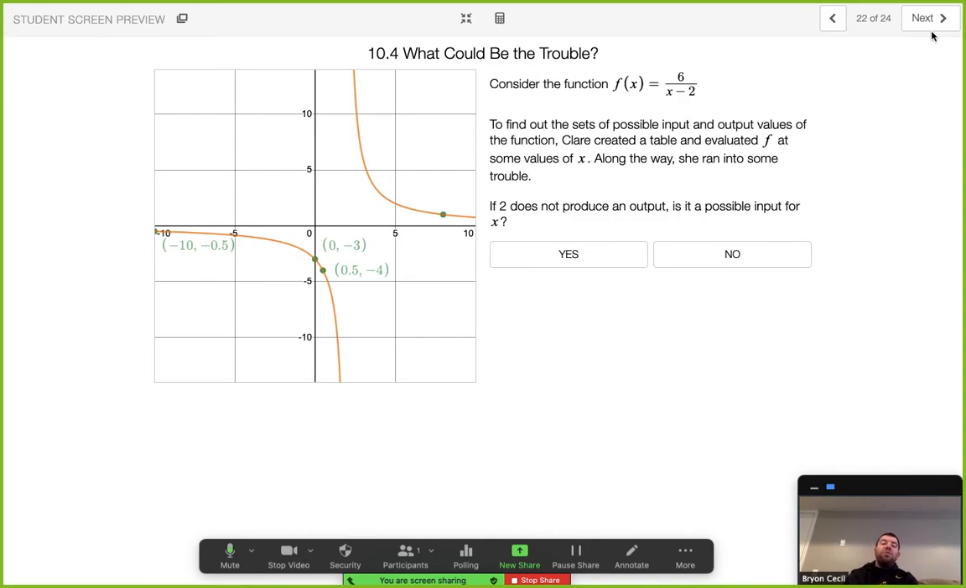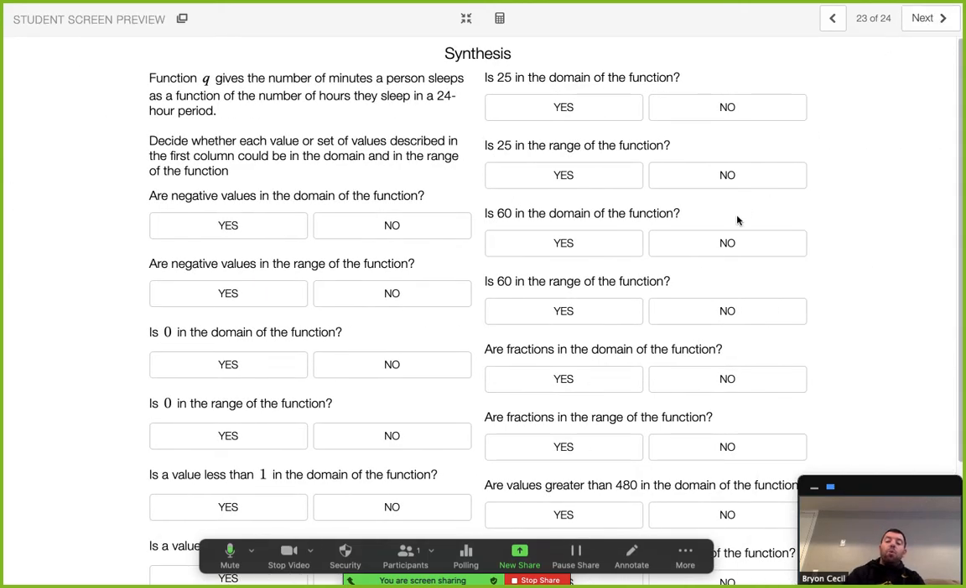If 2 doesn't produce an output, is it a possible input for x? No. If I can't produce an output, I am not a possible input. Just like we said earlier, okay? If you've got campers, you can't have a half a camper, right? It just doesn't exist. So there you go. It'd be a no.